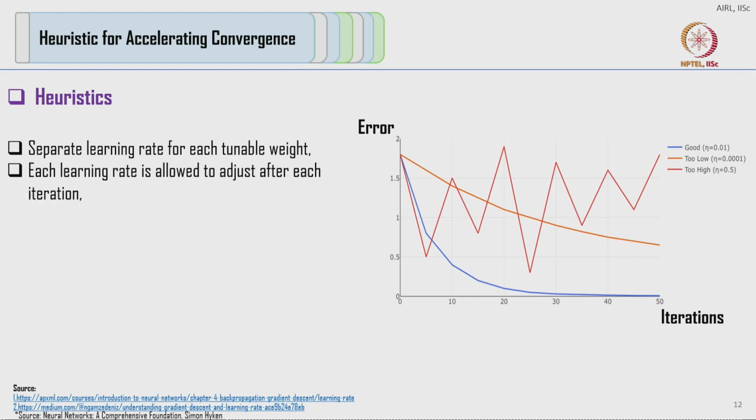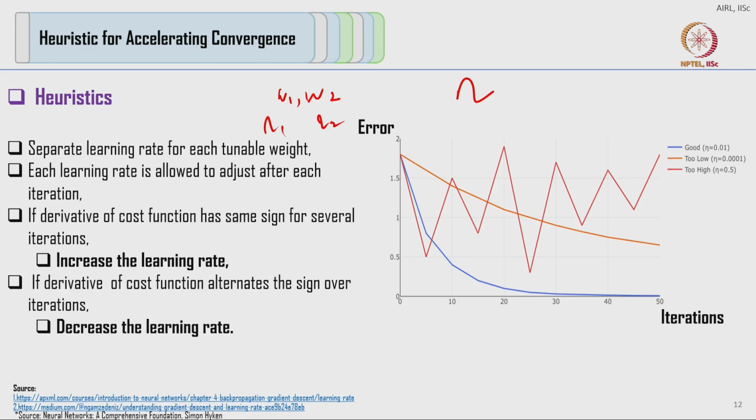Okay. Now, while training the model using any particular learning algorithm, focusing more on eta, which is the learning rate, there are certain heuristics that we could follow. For example, there could be a separate learning rate for each learning parameter. In our example, we had W1 and W2. Each of them could have separate learning rates, eta 1 and eta 2. Second, each learning rate is allowed to adjust after each iteration. So after each delta W, we can keep updating the learning rates.